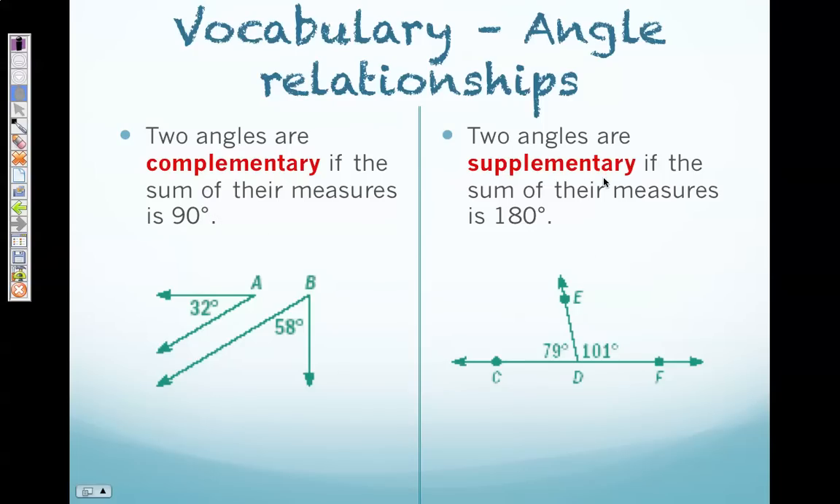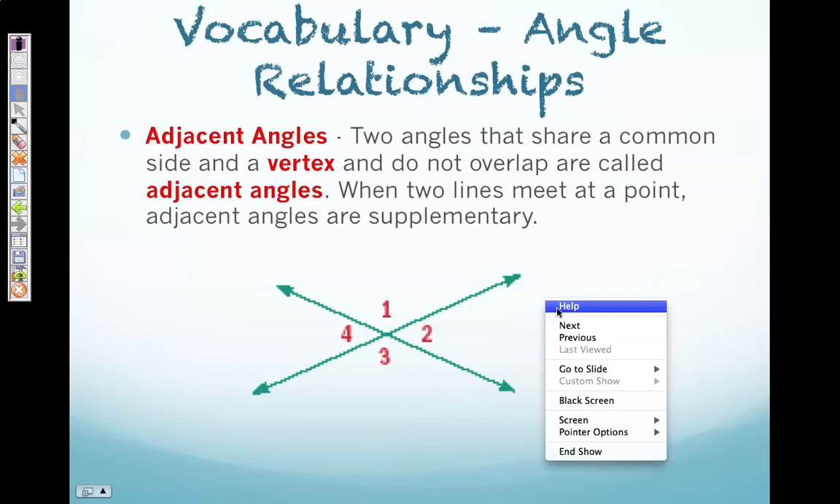If you have two angles that the sum of their measures is 180 degrees, these are called supplementary angles. So number 7 on your vocabulary list, and you can see here that the angle CDE, sorry about that.